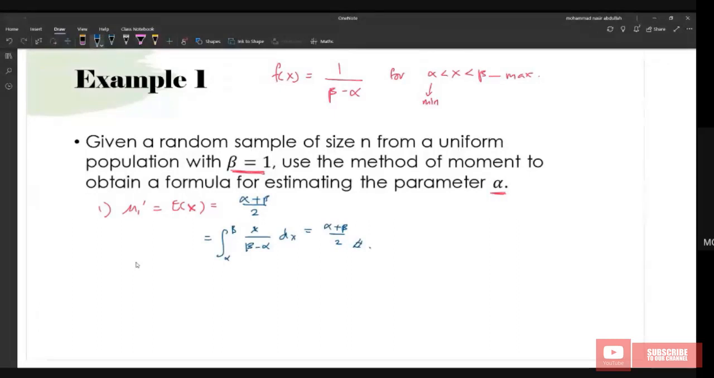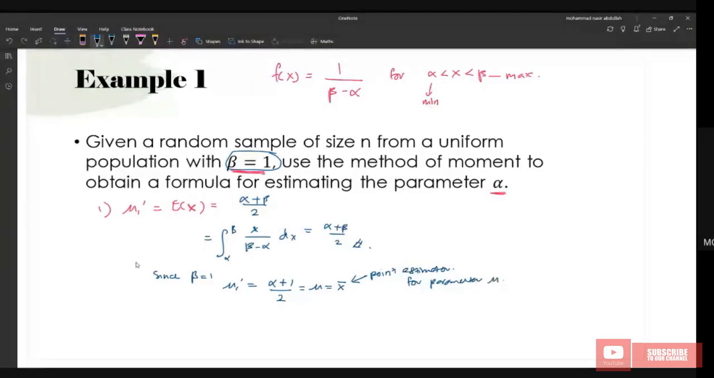And then, since we know beta is equal to 1 based on the statement, we're going to plug in mu1 prime is equal to alpha plus 1 divided by 2, which is equal to mu or x bar. So this is a point estimator for parameter mu.